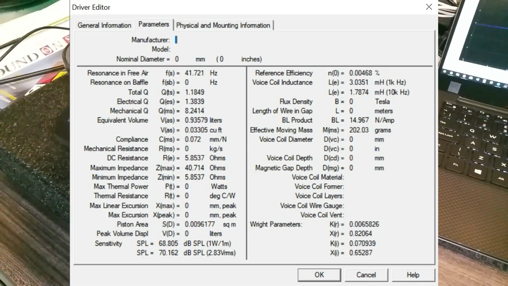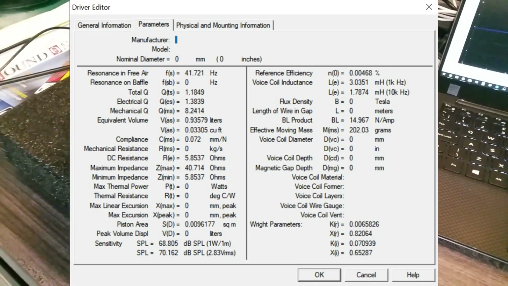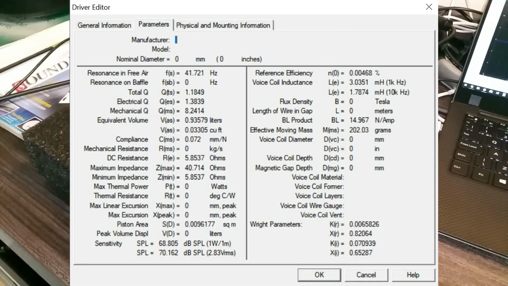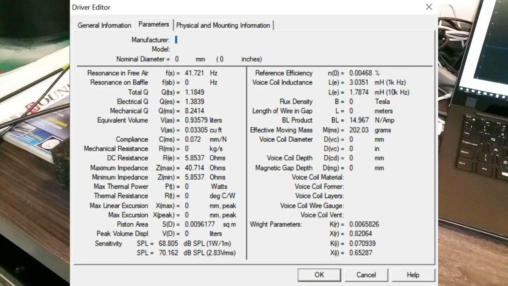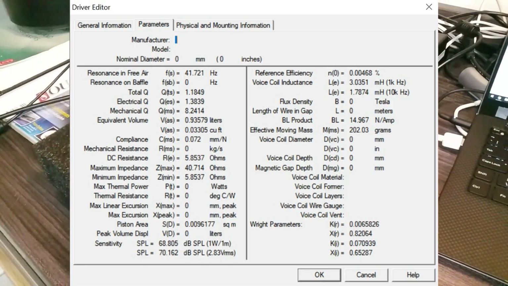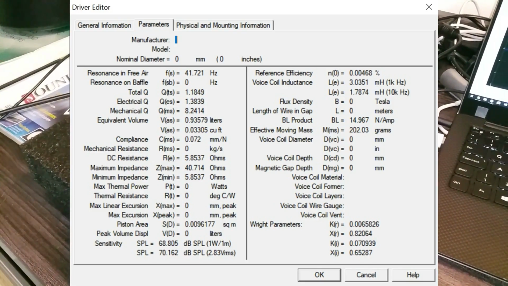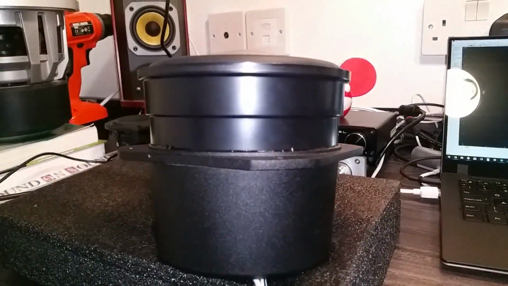The BL value is almost 15 newtons per amp, which is massive for a driver of this size, absolutely enormous. But also so is the moving mass, 202 grams, which is the sort of moving mass you'd find in, you know, a 12 or a 15 inch driver. And the result of that is actually a really low sensitivity. It's only 68.8 decibels per watt per meter. So not a very efficient driver.